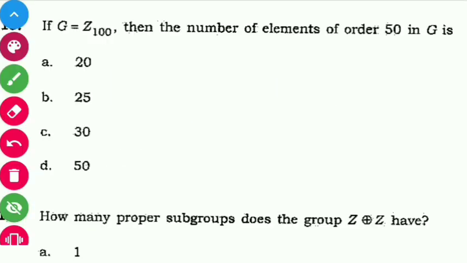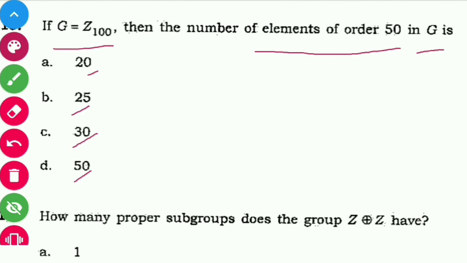The next question: G is equal to Z100, then the number of elements of order 50 in this group G is: first is 20, the second option is 25, third is 30, last is 50.